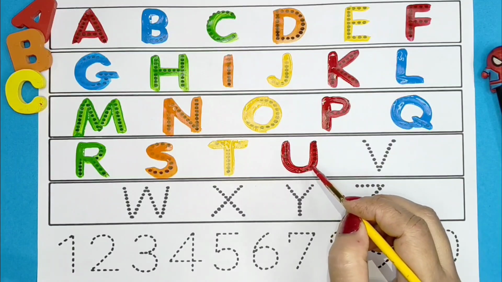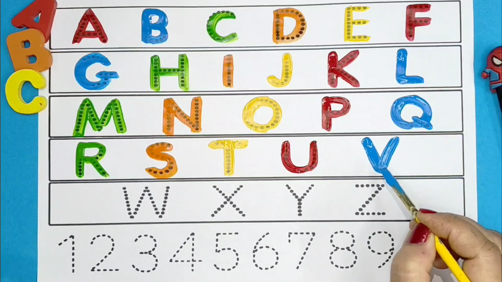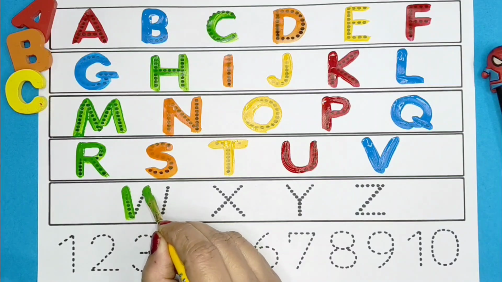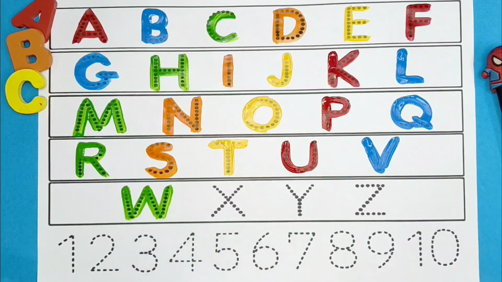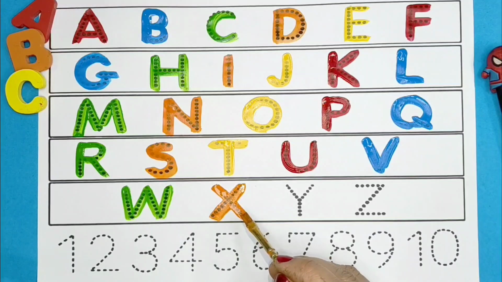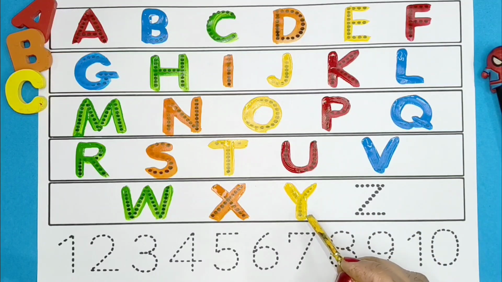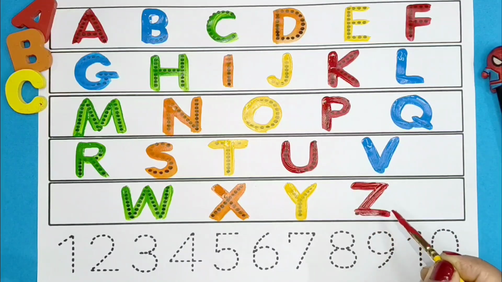U for umbrella, sky blue color. V for fan, light green color. W for watch, orange color. X for xylophone, yellow color. Y for yak, red color. Z for zebra.